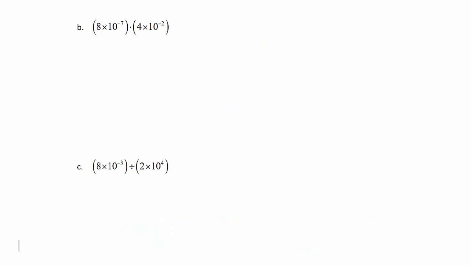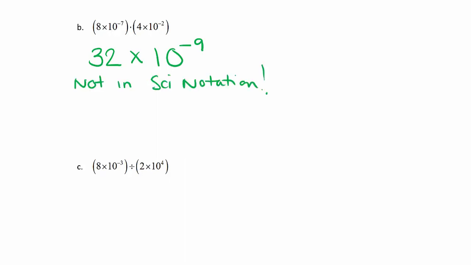8 times 4 is 32. And then 10 to the negative 7 times 10 to the negative 2, I add the exponents, I get 10 to the negative 9. Now this number is technically not in scientific notation because the 32 is a little bit too large. So there's a couple ways you can deal with this.